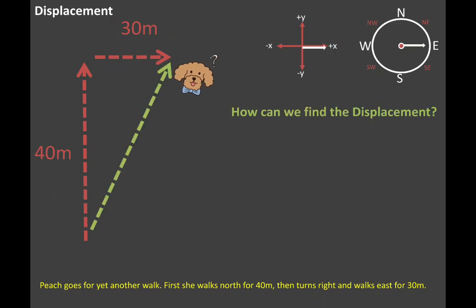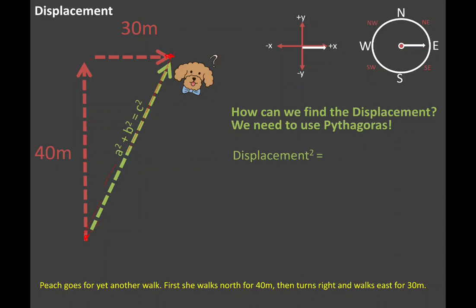Displacement is the distance from the starting point to the end point, right? So if we complete a triangle, the hypotenuse will be the total displacement that she walked. How can we find the displacement? We need to use Pythagoras theorem, because this is a right angle triangle.